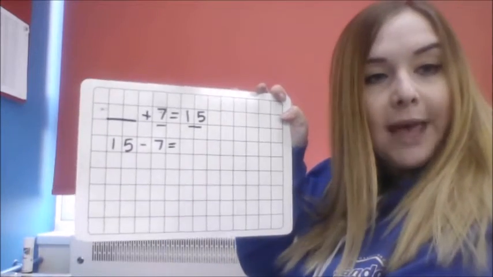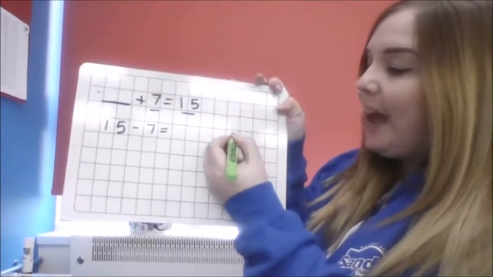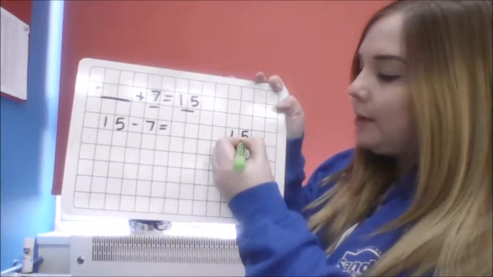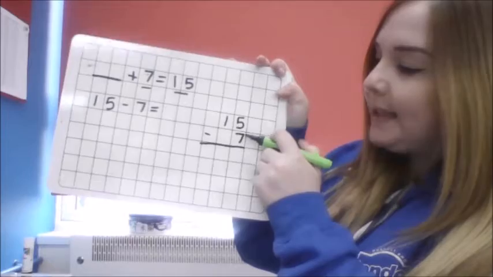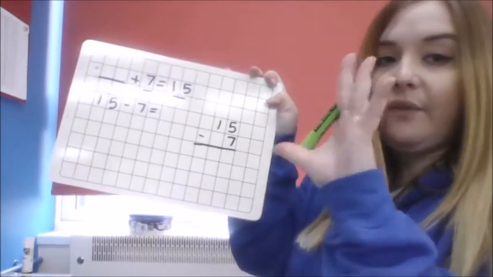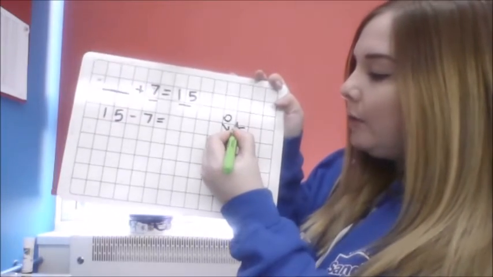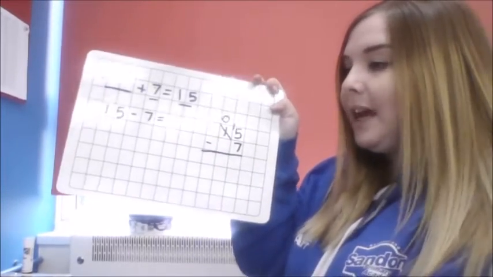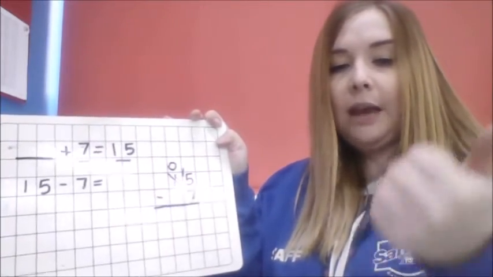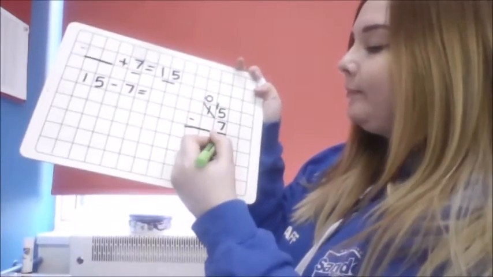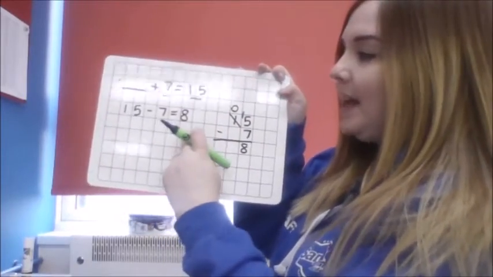Now you can do that in your head, you can do that on your fingers, or you can do that using column method. I'm going to do it using column method so that you can see it on my whiteboard. Okay, you'll notice that I've put the 7 under the 5 as that's the ones column. Now if I've got 5, I can't take 7 away. So I'm going to go next door and get 10 more. Now we're going to do 15, take away 7, 15, 14, 13, 12, 11, 10, 9, 8. So I've figured out that 15 take away 7 is 8.